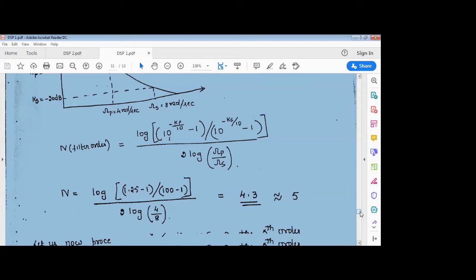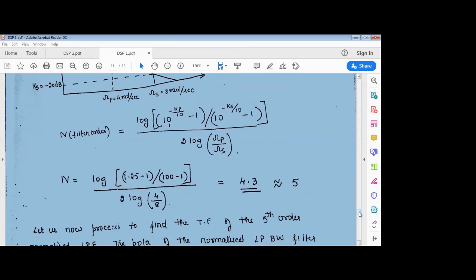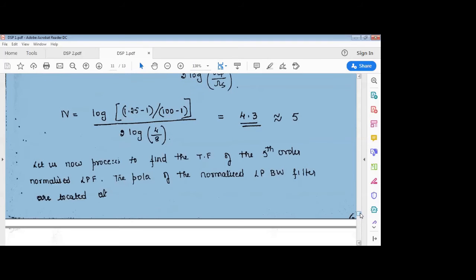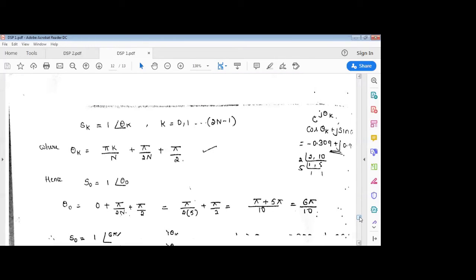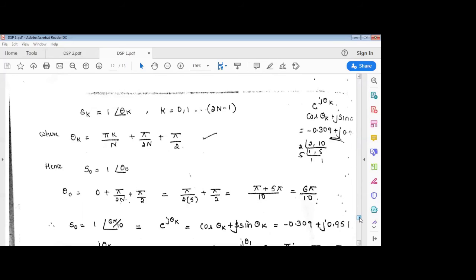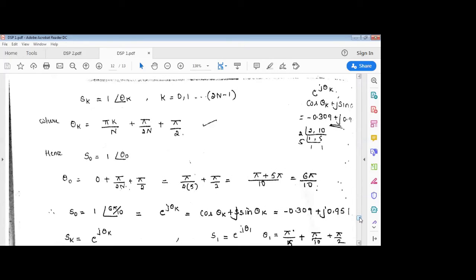Now we have to obtain a transfer function with an order of 5, and we consider the poles which lie in the left half of the plane. The poles of the Butterworth filter are located at s_k equal to 1 with an angle of theta k, where k goes from 0, 1, up to 2n minus 1, where n is the order of the filter.